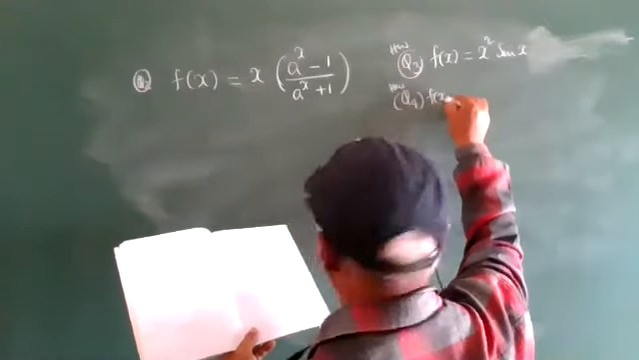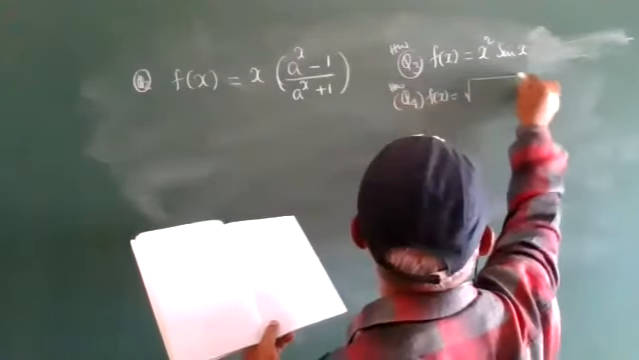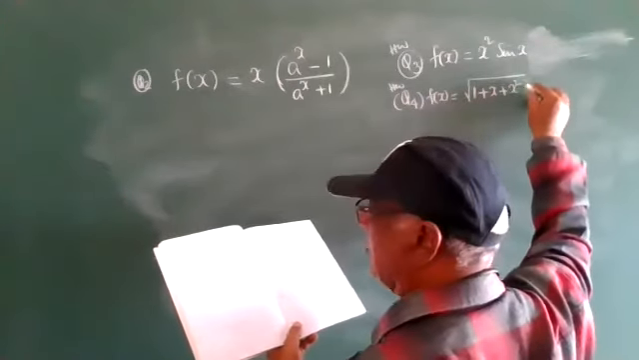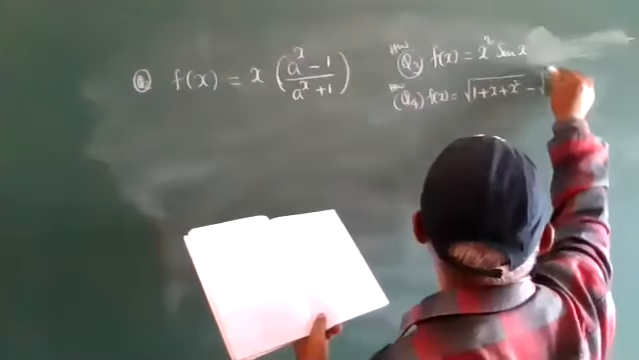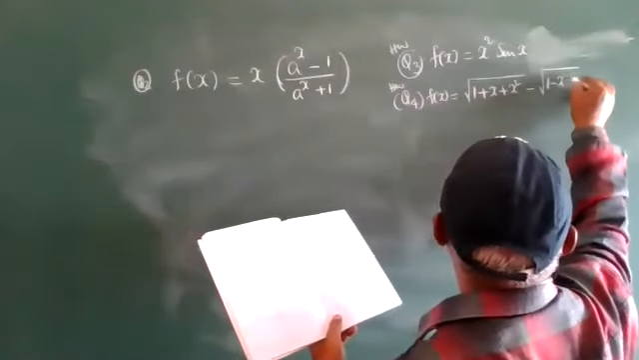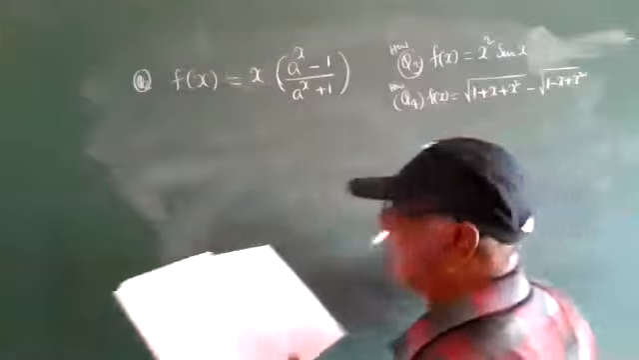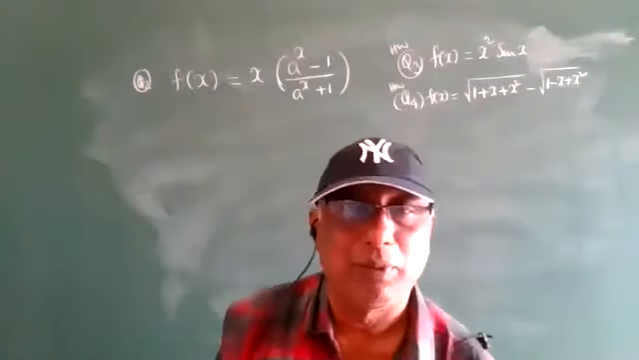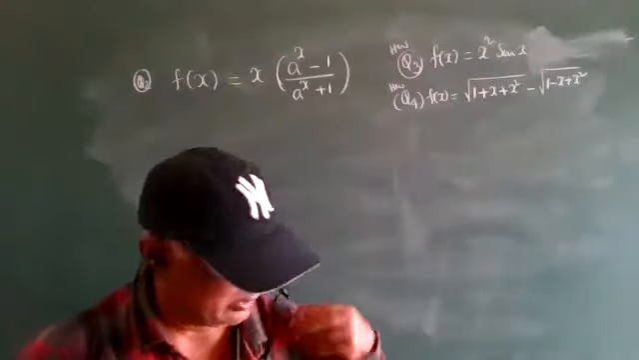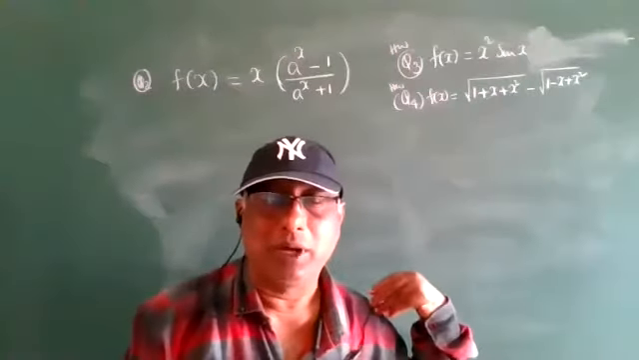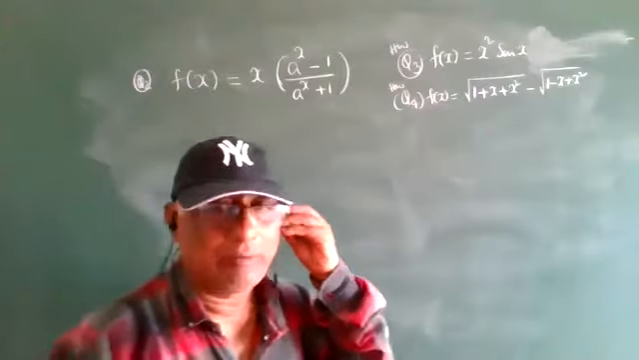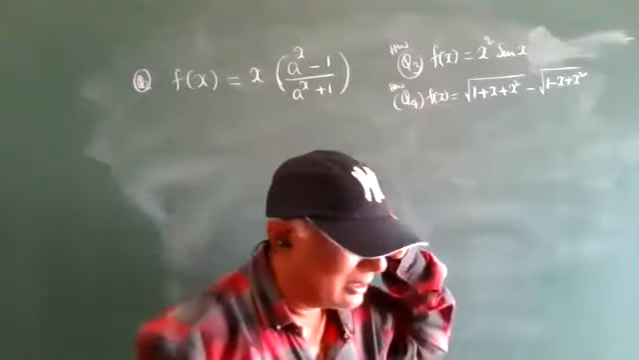f of x is equal to root over (1 plus x square) minus root over (1 minus x plus x square). First, I will do the second problem. You should work out the third and fourth problems as homework. Okay? Immediately, one more theory problem is there.